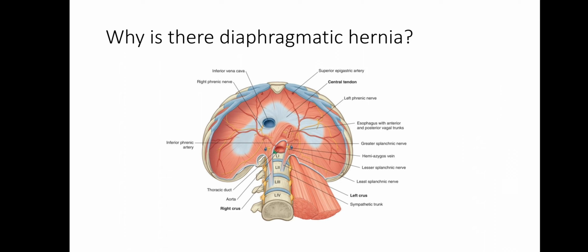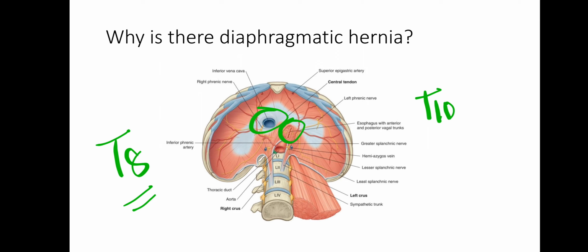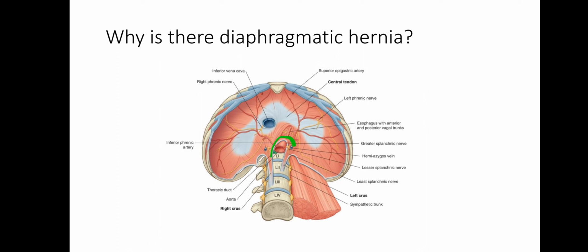About the openings of the diaphragm, we have an opening in the central tendon at the level of T8 vertebra for the vena cava and the right phrenic nerve, and an opening in the right crus of the diaphragm at the level of T10 for the passage of the esophagus and its vagus nerves. We have a passage for the aorta at the level of T12, just behind the median arcuate ligament connecting the two crura of the diaphragm. So the aorta passes behind the median arcuate ligament.